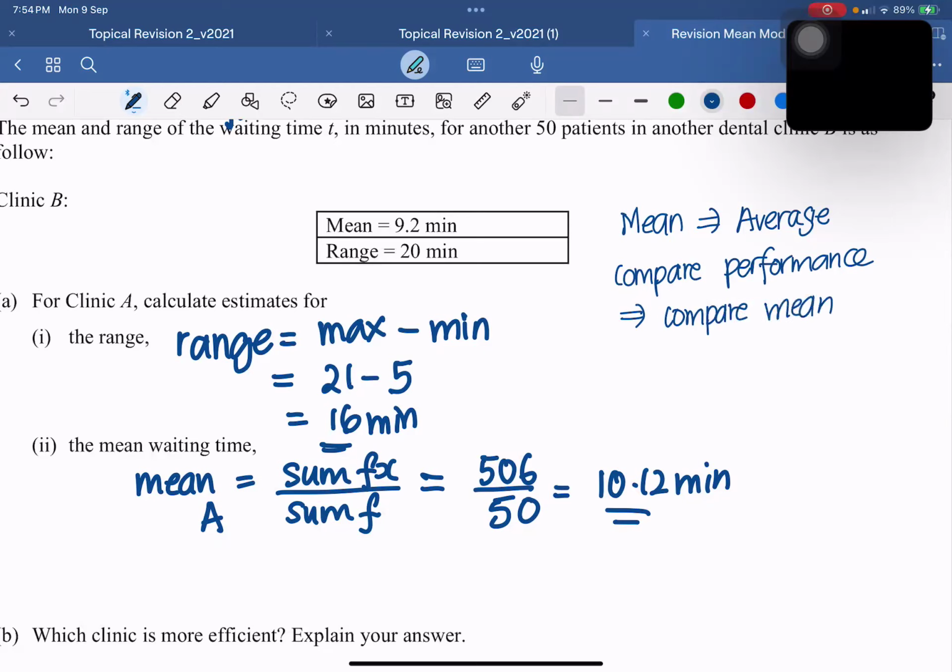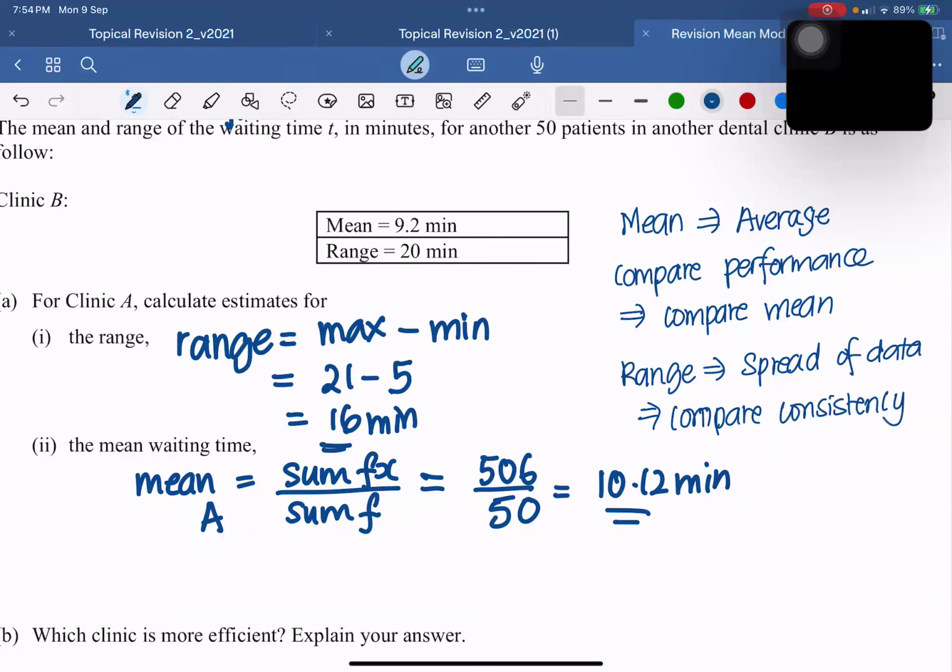If I want to talk about the range, it tells me the spread of the data, whether the data is very spread out or very consistent. If the data is very consistent, it should have a smaller range, right? Then that will be to compare my consistency.